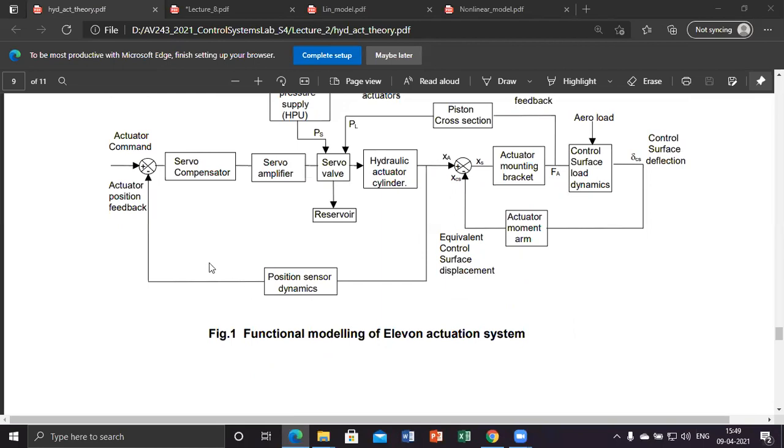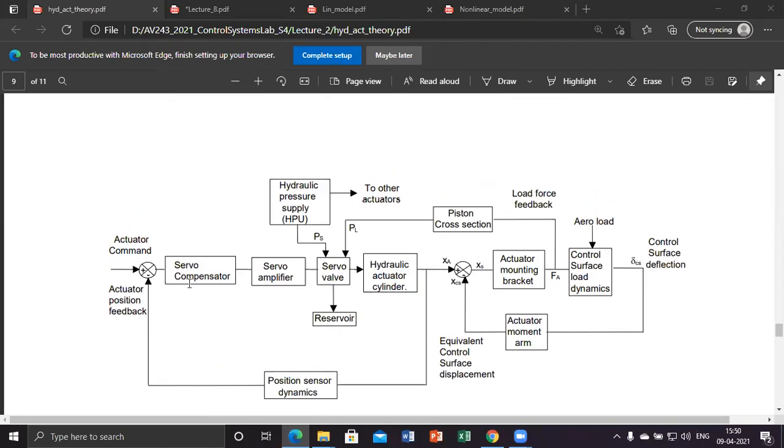That is one which is getting fed back, actuator position feedback. Thus the loop is complete. And we use some position sensor dynamics. The dynamics is nothing but the dynamics of the filter used for processing the output. Otherwise, the sensor need not have any dynamics. So sensor dynamics is basically due to the processing electronics filter dynamics.